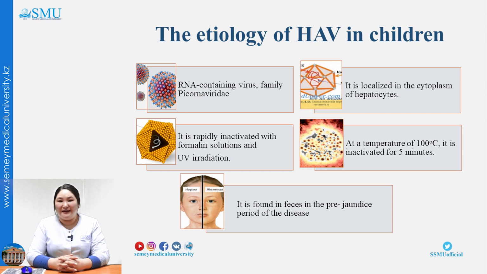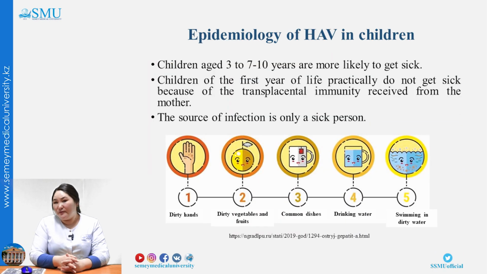They contain RNA and are located in the cytoplasm of hepatocytes, and they can be found in the feces from the period of pre-jaundice. The epidemiology of the disease: mostly children aged from 3 up to 7-10 years get sick with this infectious disease. One interesting fact: babies in the first age of their life don't get sick with this infection because they have transplacental antibodies from their mothers.